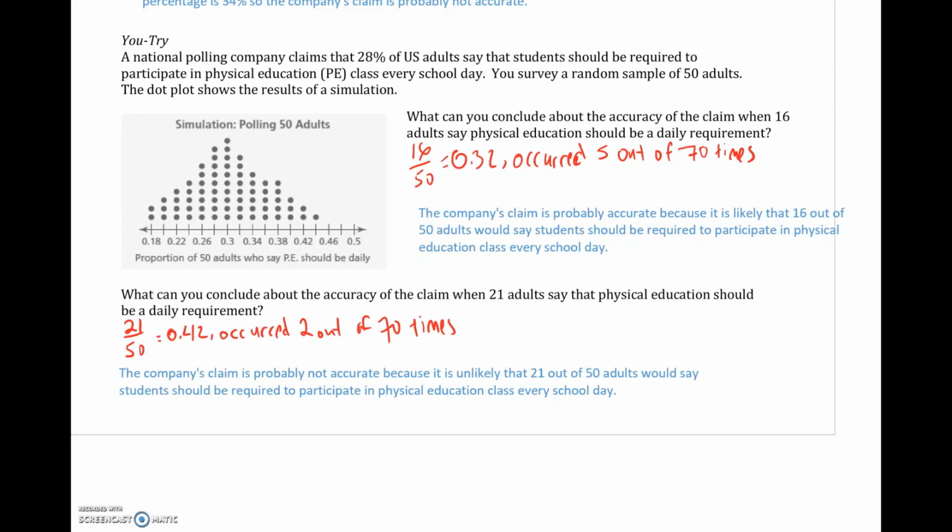It's not like 100% of the data, so we can't say it's incredibly likely, but we can say it's likely, versus the second question where it only showed up twice out of 70, which is much more infrequent, even though you might be saying, well, 2 is not that much lower than 5, but 2 out of 70 versus 5 out of 70 is actually, I think, decently significant. So you can see it's much less likely for 21 adults to say that PE should be a daily requirement. So we're going to say that claim is probably not accurate. And again, make sure you have probably in there because we don't have absolute certainty about any of our conclusions.